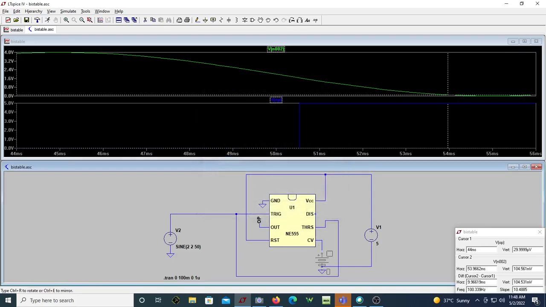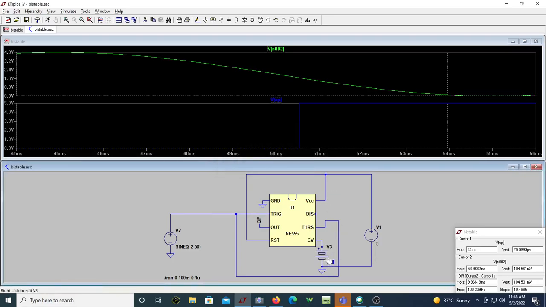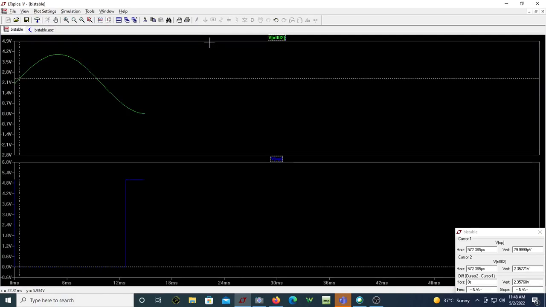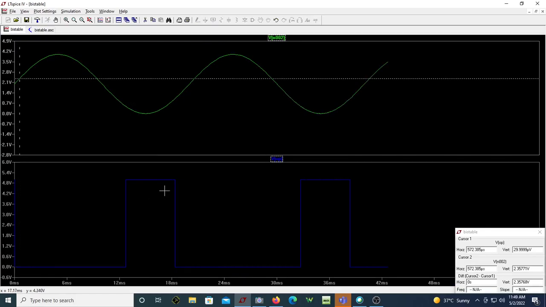I'll put a battery of, if you make a battery of hardly 1 volt, then VTH is 1, VTL is 0.5. Whenever your input voltage tries to go above 1, output voltage becomes 0, and if it goes below 0.5, it goes to high state. So you can run this and see. Can you see here? This is less than 1, it's going here.